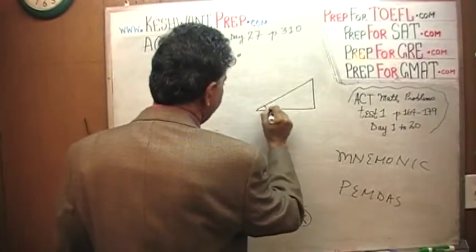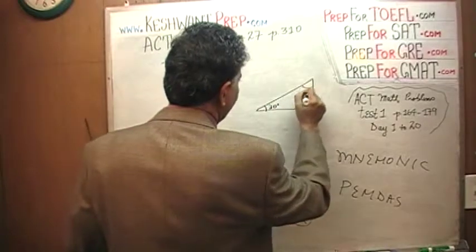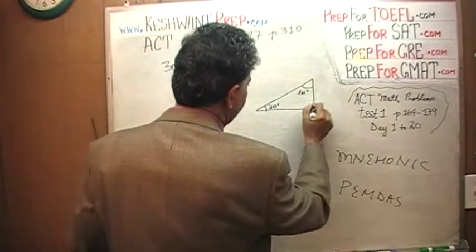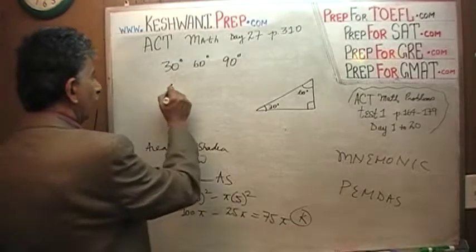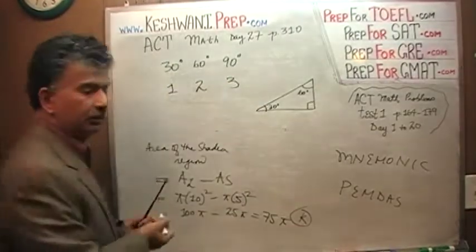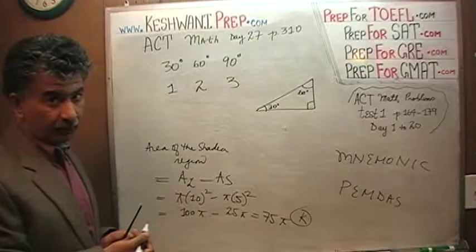There is a 30 degrees, a small angle. There is a 60 degree, a medium-sized angle, and there is a 90 degree. There are three different kinds of angles. So I'm going to put down 1, 2, 3. You with me? Stay with me in this story, okay?